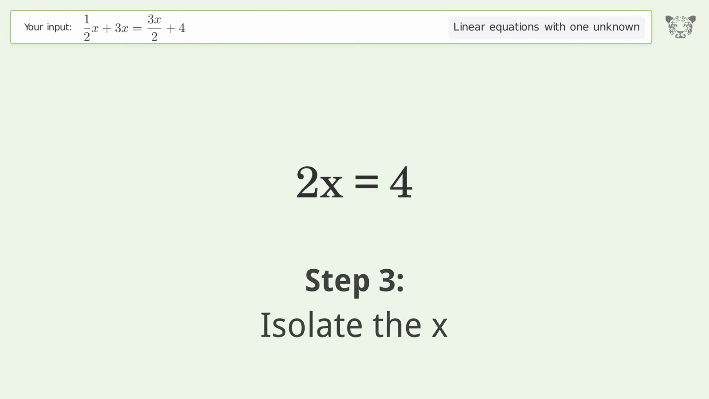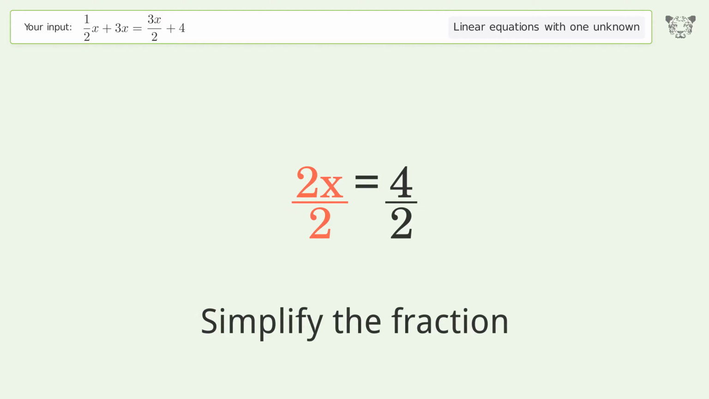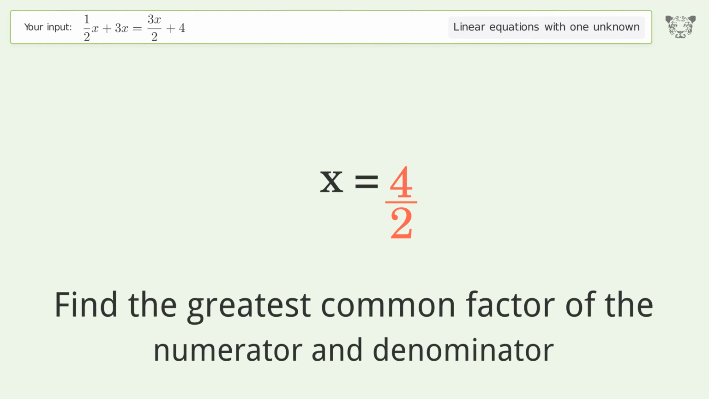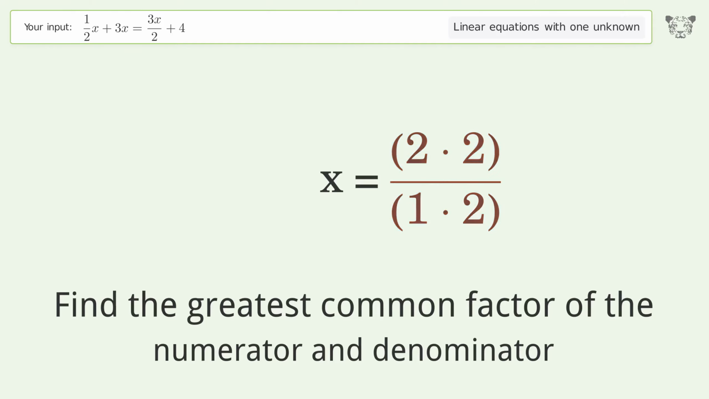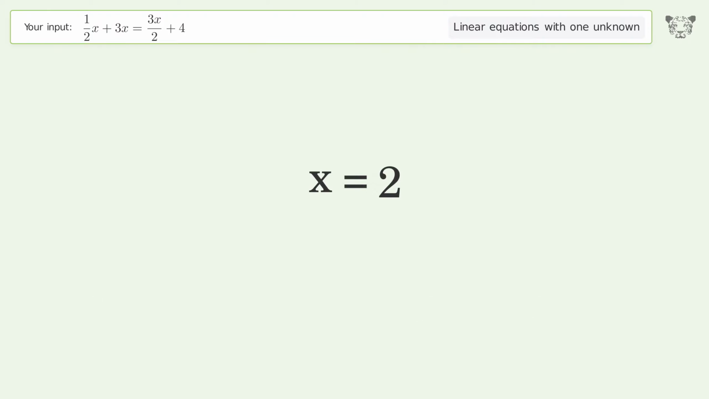Isolate the x. Divide both sides by 2. Simplify the fraction. Find the greatest common factor of the numerator and denominator. Factor out and cancel the greatest common factor. And so the final result is x equals 2.